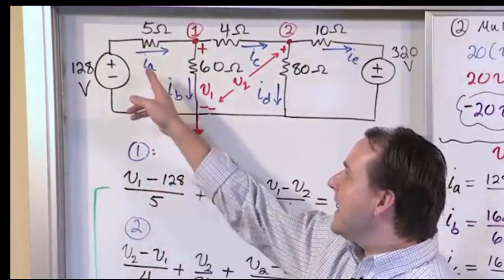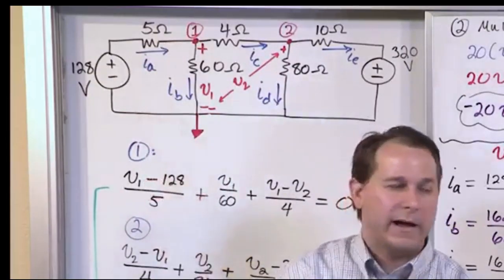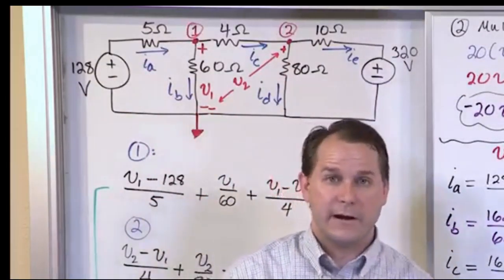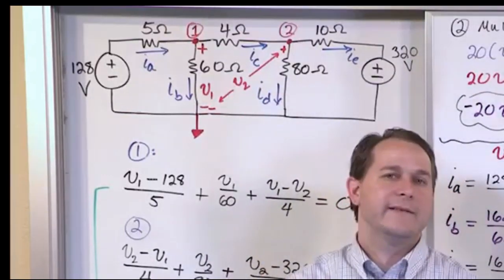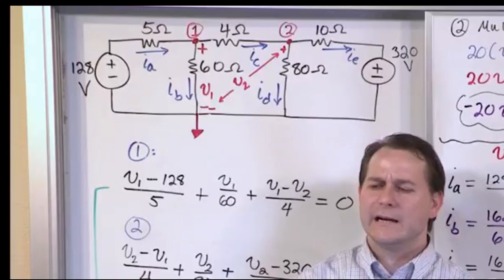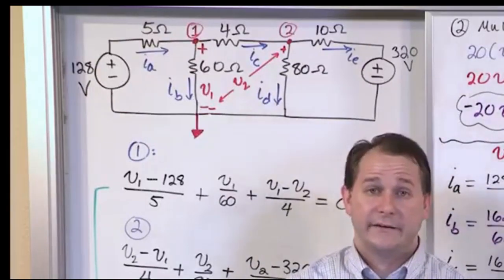They asked you to find IA. Turns out IA doesn't go that way. It actually is negative, so you leave it this way. So make sure you know how this works. Make sure you understand the sign conventions. Make sure you understand the basic ideas of node voltage method.